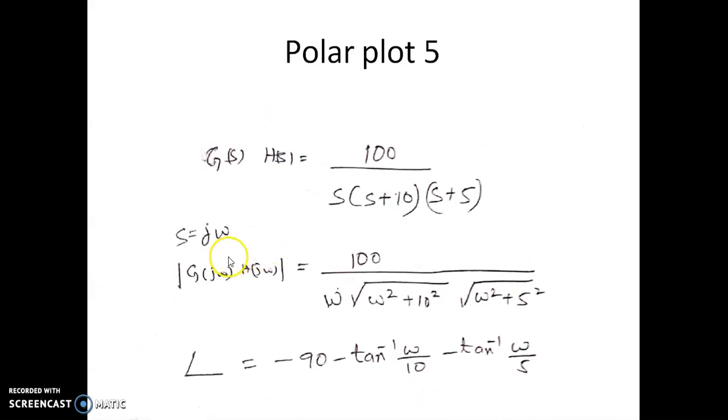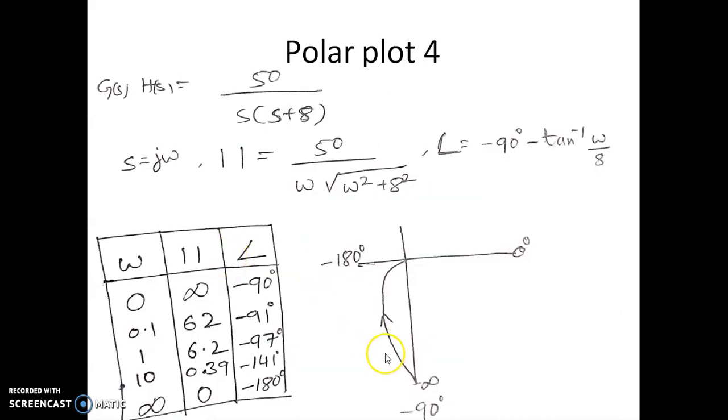Since the magnitude is infinity, let us consider this as infinite, and the phase keeps increasing in the negative direction, and finally it goes to -180 degree phase. At that phase, the magnitude is 0. So this is how we can plot the polar plot of a transfer function having a pole at the origin.